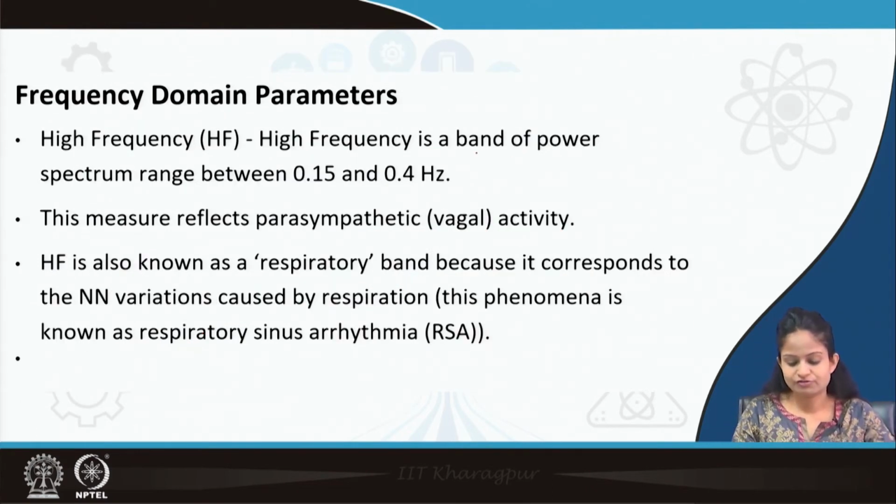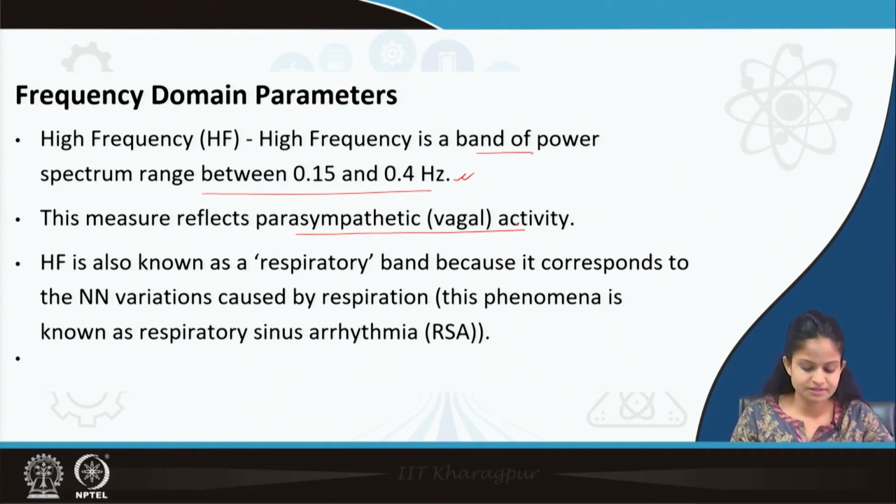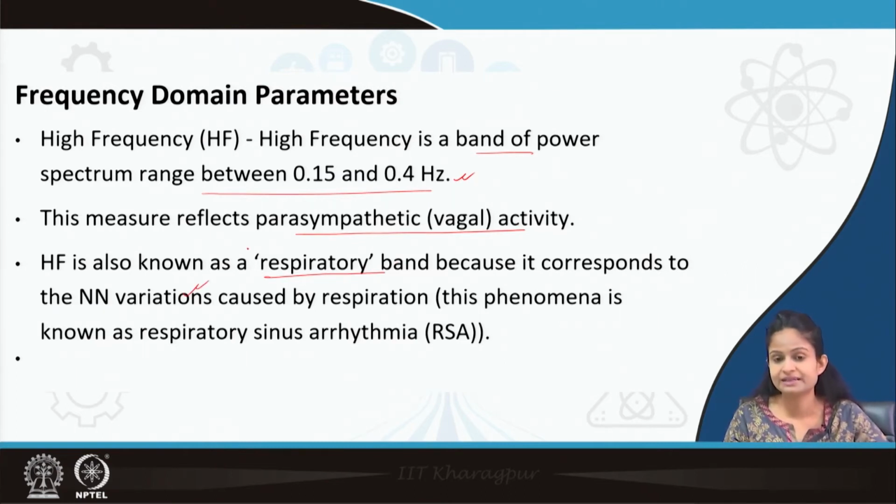High frequency is a band of power where the spectrum ranges between 0.15 to 0.4 Hertz. This measure usually reflects vagal activity or parasympathetic activity. This is also known as the respiratory band, because it corresponds to the NN variations caused by respiration, mainly respiratory sinus arrhythmia. So, the high frequency band usually corresponds to respiratory sinus arrhythmia, and it reflects the vagal activity of the autonomic nervous system or the parasympathetic activity.